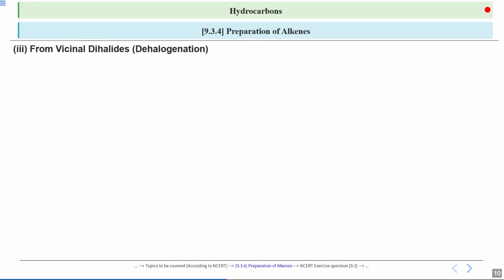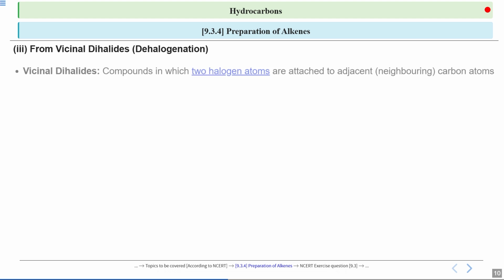Moving on to the next process, which is dehalogenation, and this process is done on vicinal dihalides. Now this is a fascinating reaction where we remove halogen atoms to create alkenes. First of all, you should know what a vicinal dihalide is. These are compounds where two halogen atoms are attached to neighboring carbon atoms. You can look at an example here. See, we have a vicinal dihalide. You can identify this vicinal dihalide by looking at the position of the two X's, which are present on neighboring carbons.